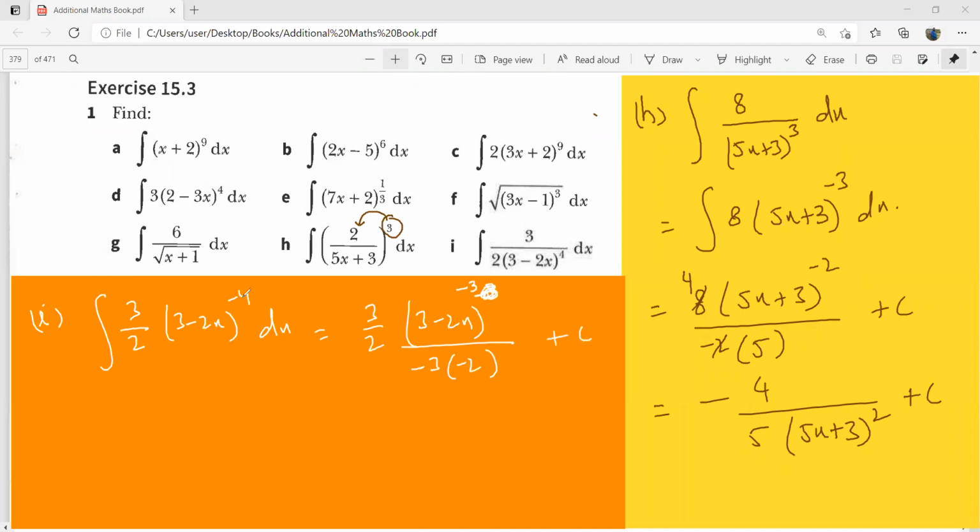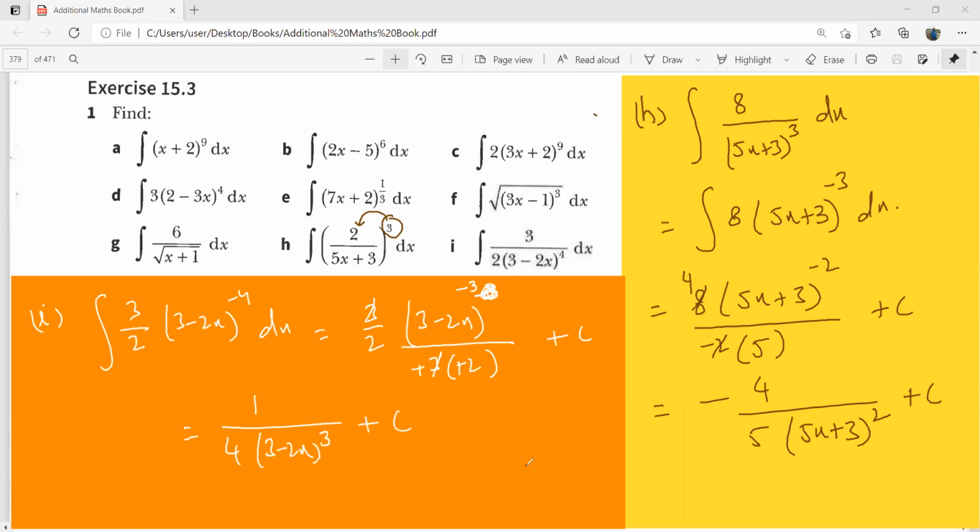So this is minus 4 plus 1, that is minus 3. And then the derivative of 3 minus 2x is minus 2. So we can cancel this 3 with this 3. So finally we have this minus into minus is plus, right? This is 1 over 4 into 3 minus 2x whole cube plus c.